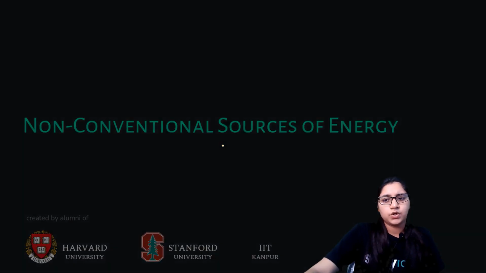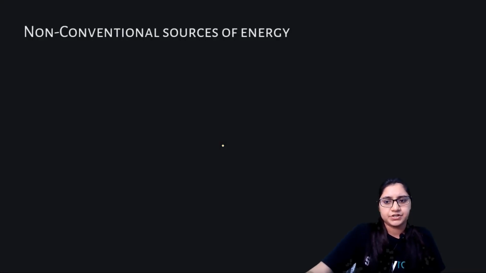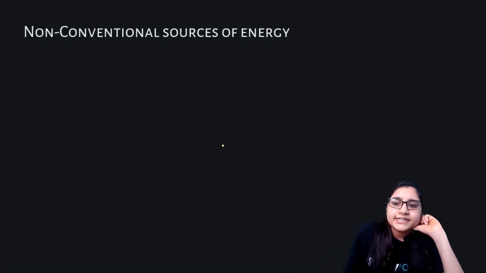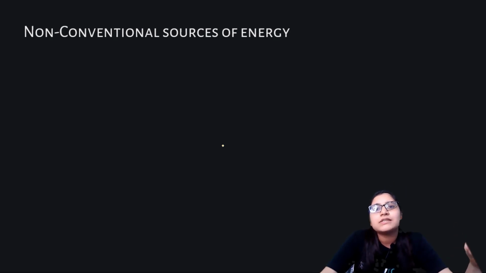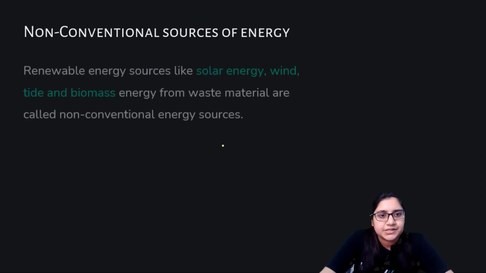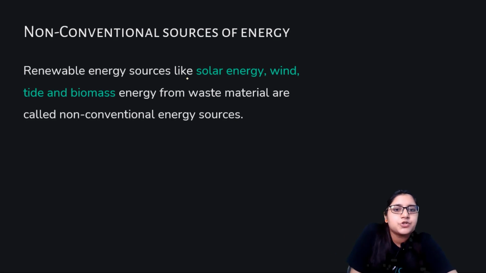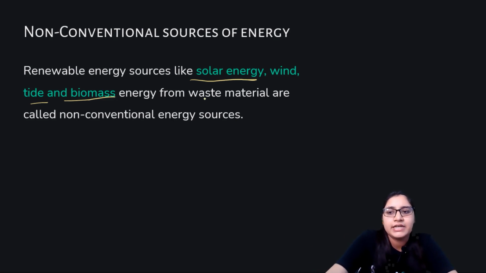Then we come on to non-conventional sources of energy. Increasing use of fossil fuel also causes serious environmental issues, and India has one of the largest programs for the development of these renewable energy resources. So, renewable energy resources like solar energy, wind, tide, and biomass energy from waste material are called non-conventional energy sources.